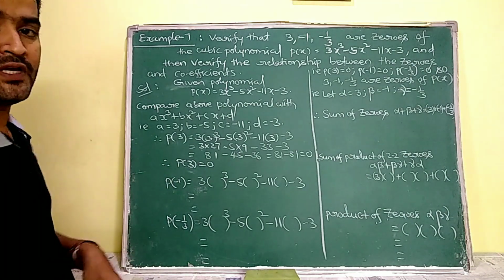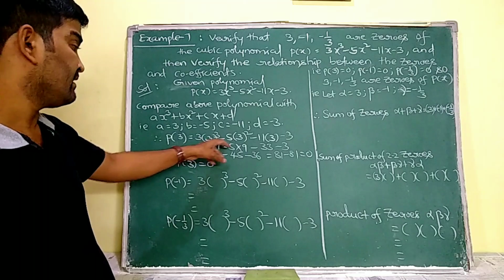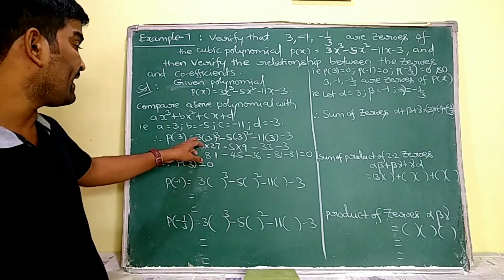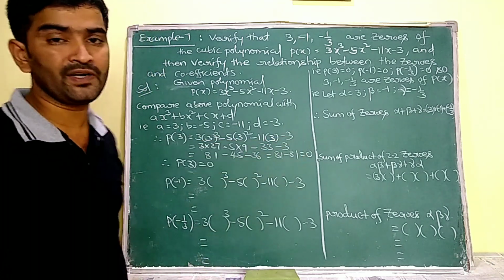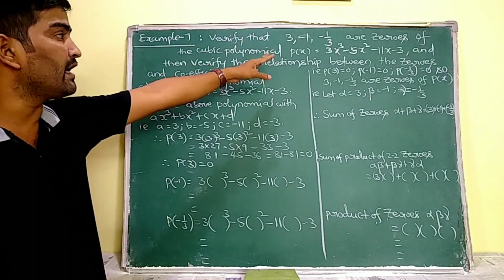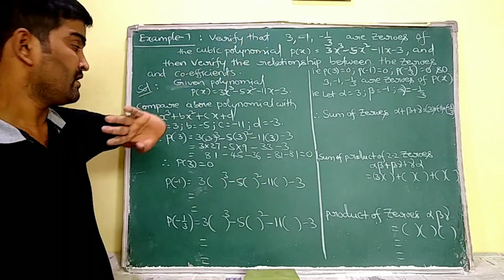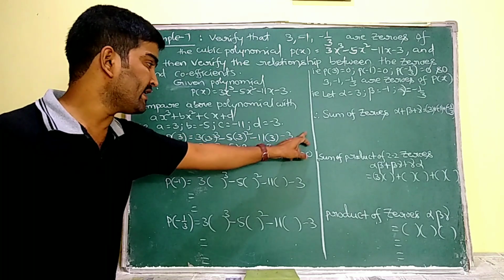See, if some people are somewhat confused with simplifying these values, then you may write directly by substituting 3 directly equal to 0. Why? Because many of the times, mostly 99%, whatever the values given here, those are zeros. By substituting the P of 3 directly you may write 0 here.